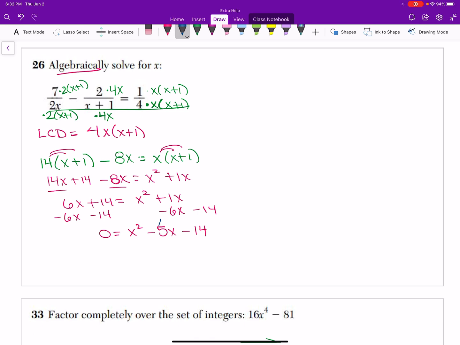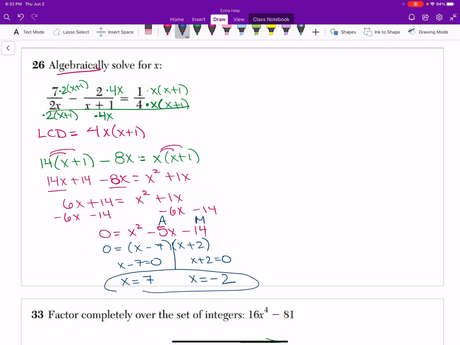I now have a trinomial without a leading coefficient, so I can do my basic AM method. I need to find two numbers that add to -5, multiply to -14. I get x minus 7, x plus 2. I can then set each one of those equal to 0 to get a positive 7 and a -2 as an answer. You just want to make sure that neither of those values make any of the original fractions undefined.